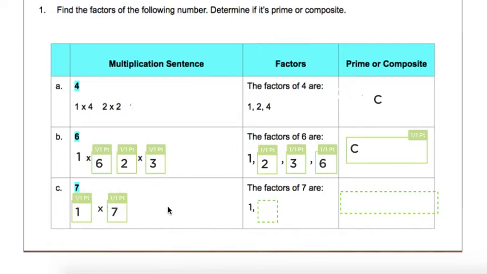Yeah, 7. 1 times 7 equals 7. Can I multiply a number by another number and get 7? Let's think for a second. 2 times blank. Can I multiply 2 by something and get 7? No. 3 times blank? Can I multiply 3 by something and get 7? No.